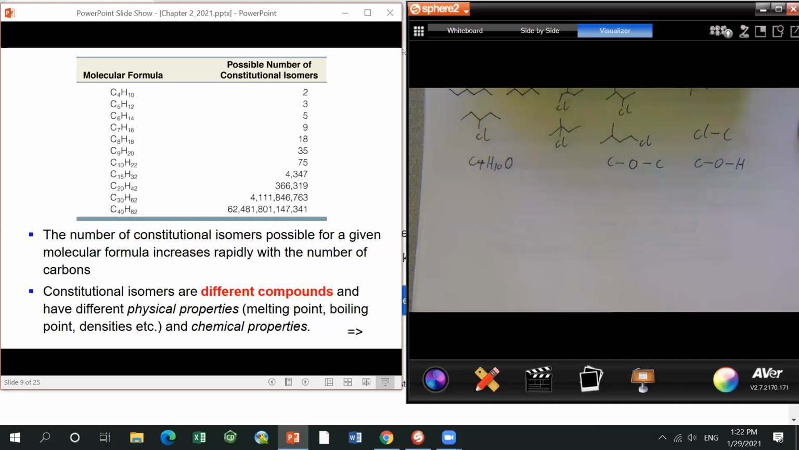Anyone want to take a try? How many constitutional isomers can you draw? I'll give you guys one hint. Oh, someone tried it. No double bond in this molecule, I can tell you, because this one is a saturated molecule. That's what I'll talk about later. So all single bonds. All right, almost. So you miss one hydrogen.